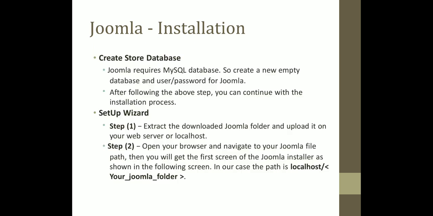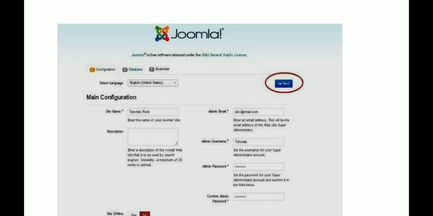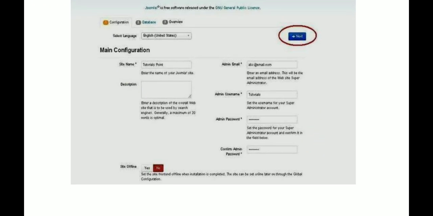Then after this, in the setup wizard, we will see the form, how exactly it looks. Here you can see that it is asking for site name, description, admin email, admin username, admin password, and confirm password. These things are needed while using Joomla.